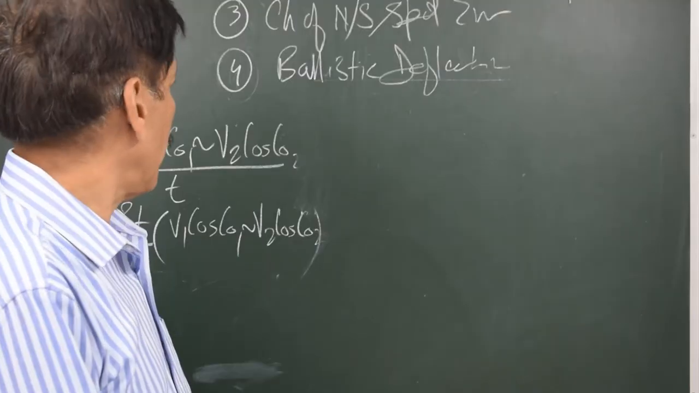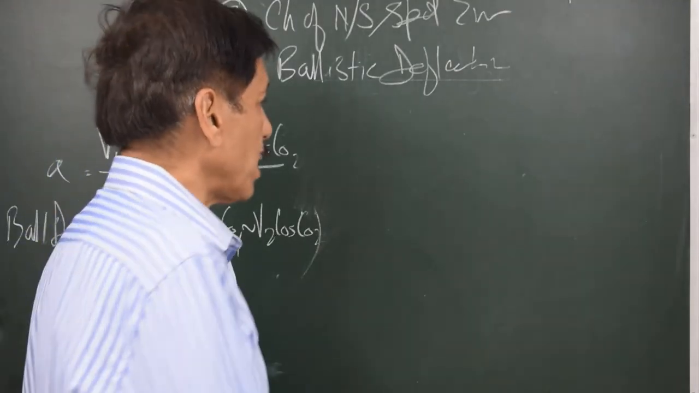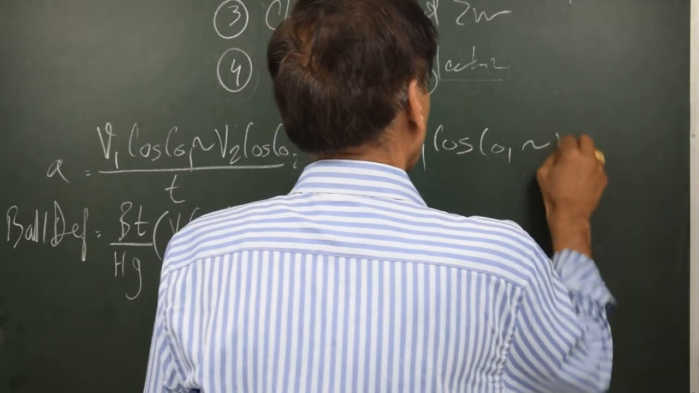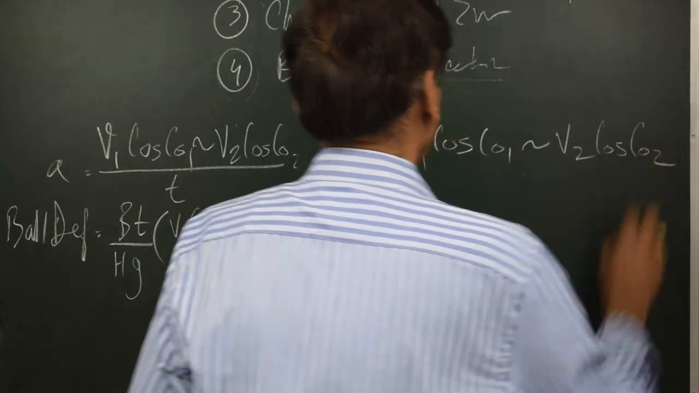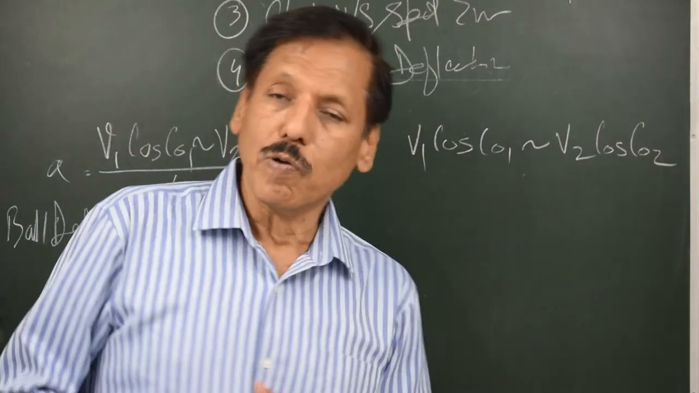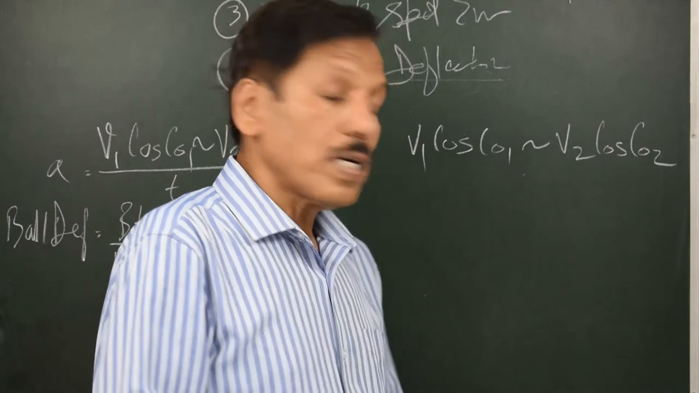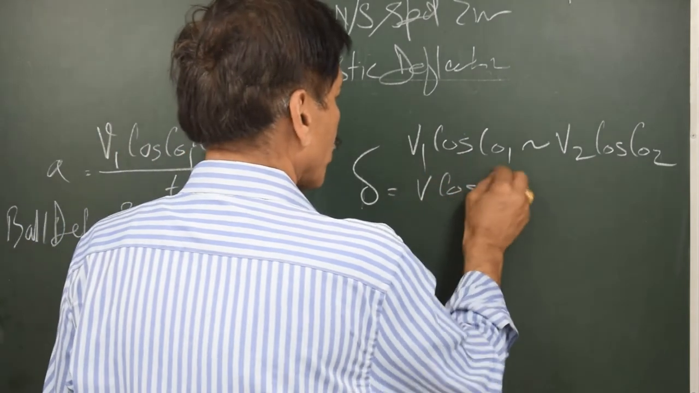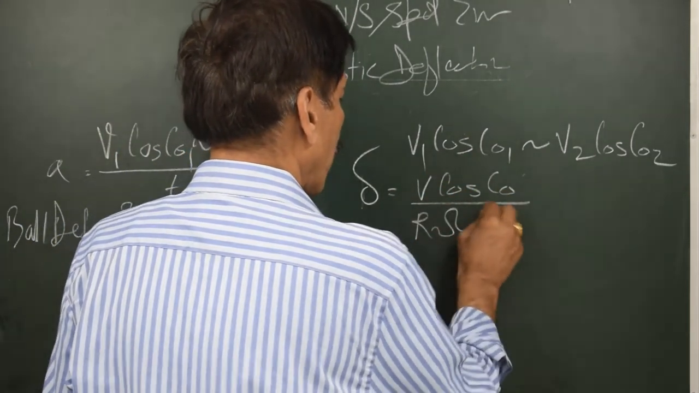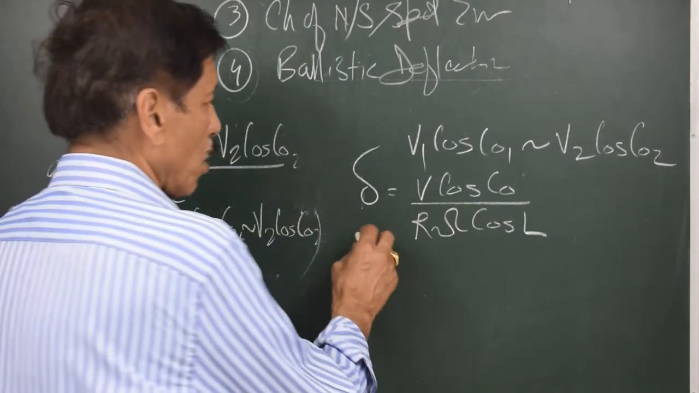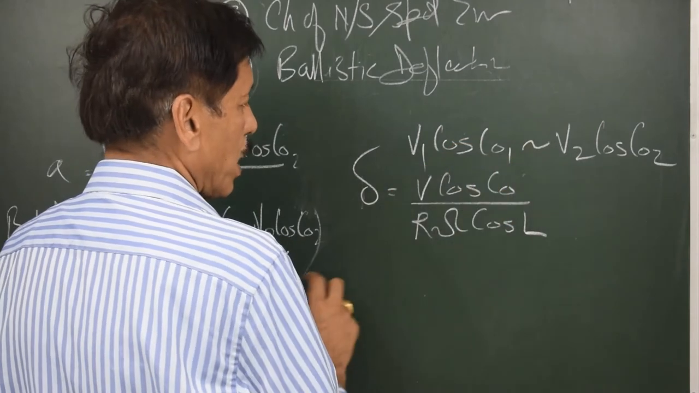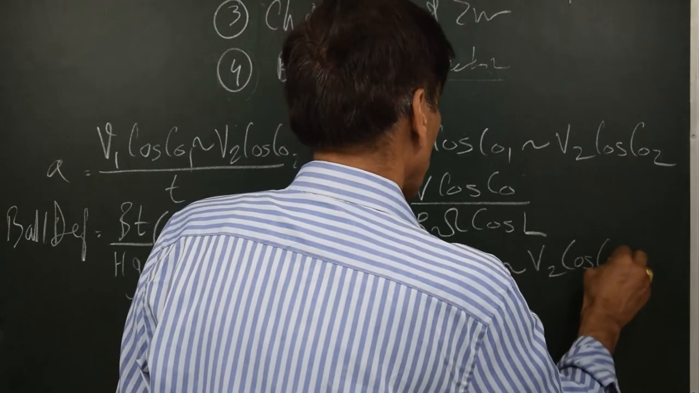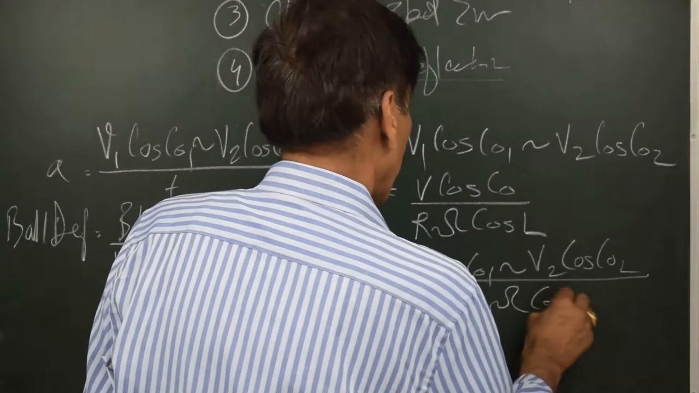Error number 4. Now error number 3 is change of north-south speed. Let us see what is change of north-south speed. So it is V1 cos course 1, difference V2 cos course 2. This is the change of north-south speed. But because of this change of north-south speed, let us find out the change of north-south speed error. We know the approximate formula for delta is V cos course divided by R omega cos L. So the change of north-south speed error will be delta 1 difference delta 2. So can I say V1 cos course 1 difference V2 cos course 2 divided by R omega cos L.